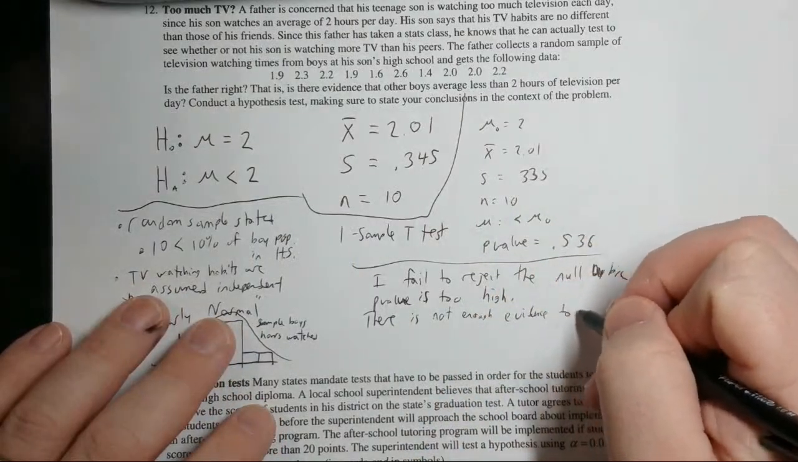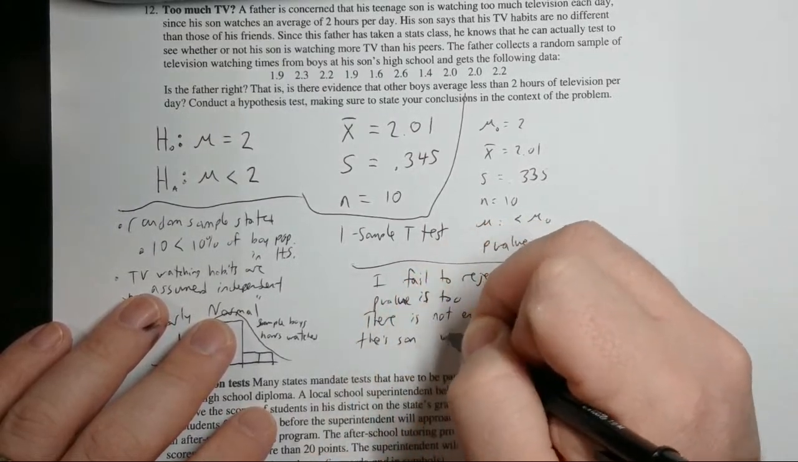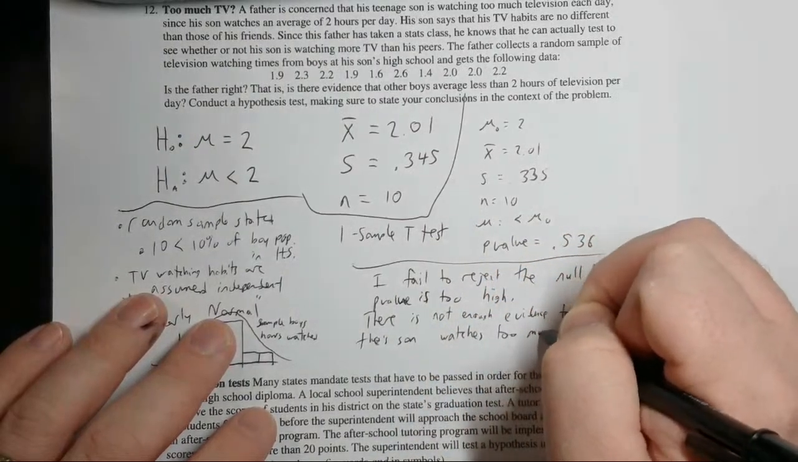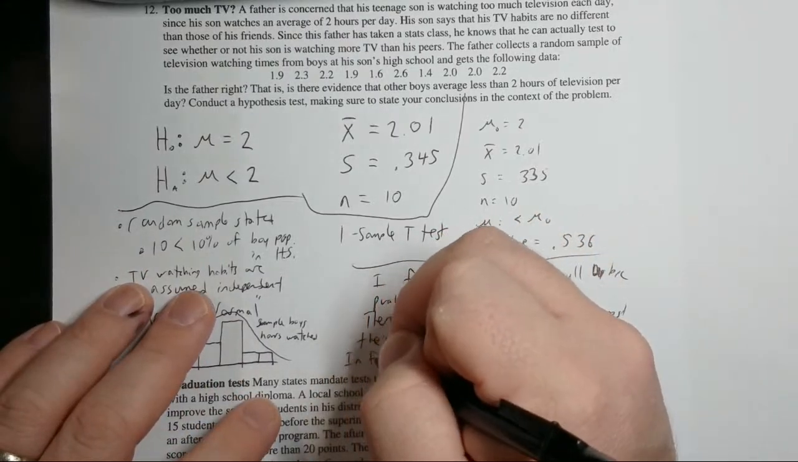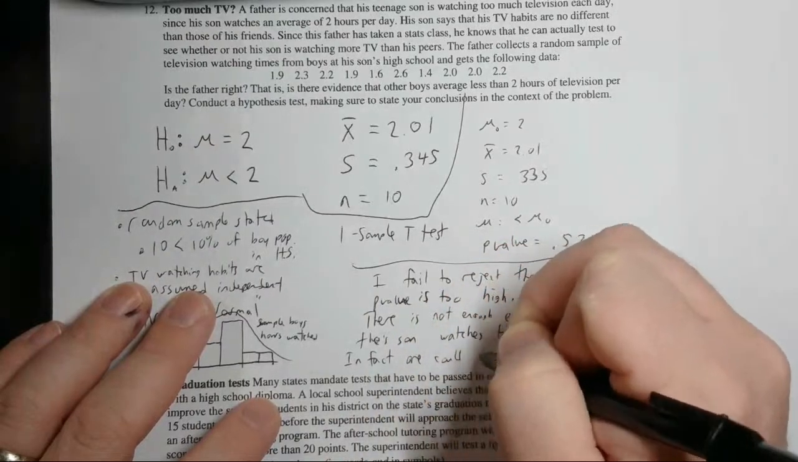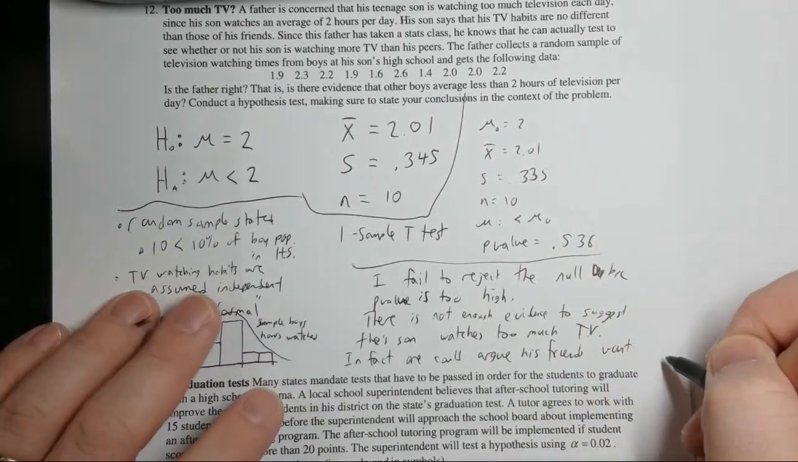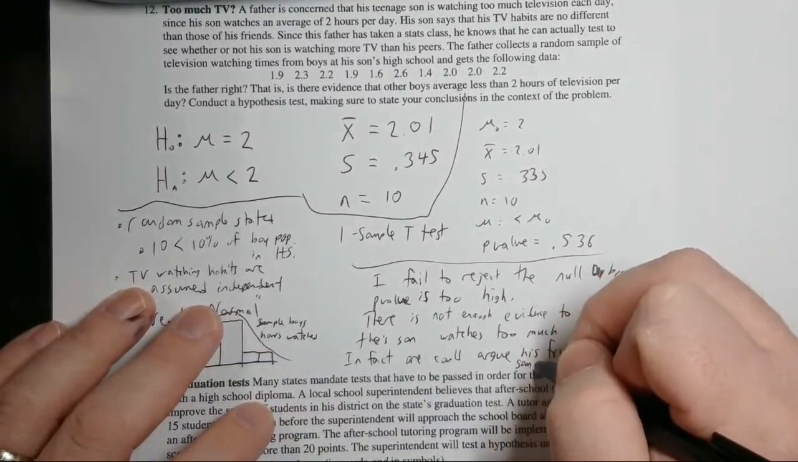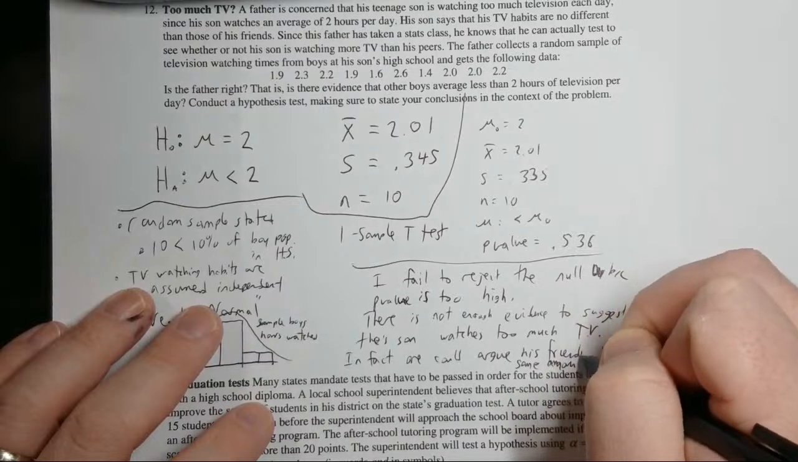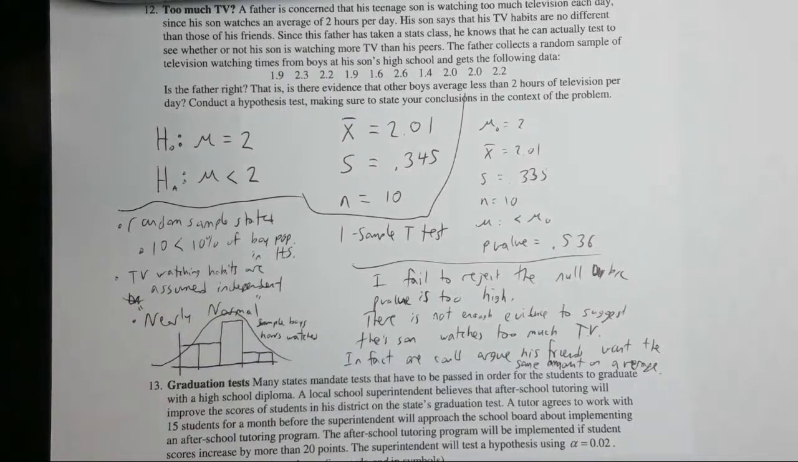There's not enough evidence to suggest the man's son watches too much TV. In fact, you can go a little bit farther with this. One could argue his friends watch the same or more. I would say the same amount on average. That would be perfectly acceptable for this particular problem.